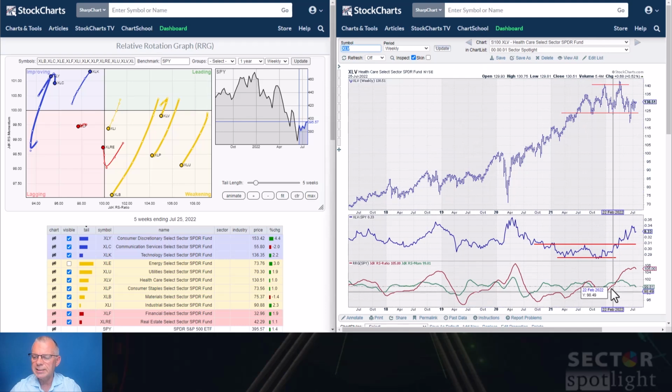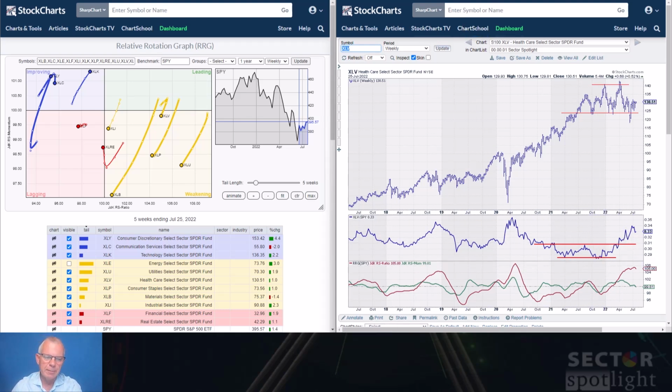That uptrend is still intact, but you can see the rolling over of the RRG lines indicating a setback for relative strength. With those current high readings of RS ratio, there's not an immediate risk of this thing turning into a relative downtrend. So for the time being, I'm going to judge this as a temporary setback within the longer term uptrend.